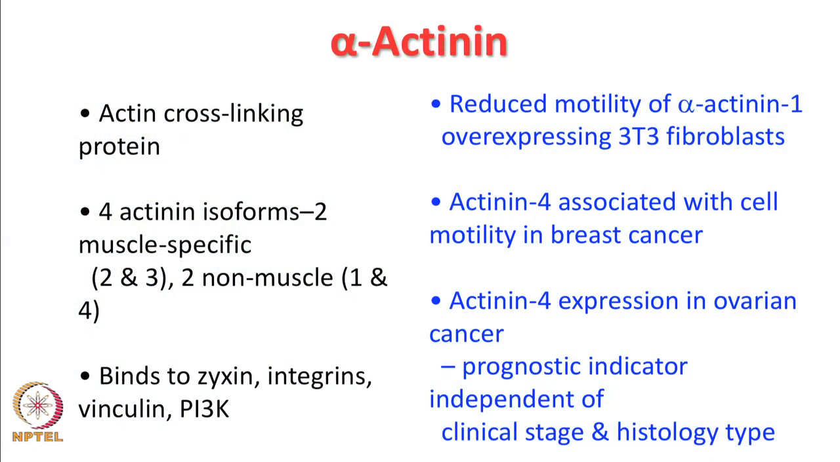Okay. What has also been recently shown is that actinin 4 expression in ovarian cancer can be used as a prognostic indicator independent of clinical stage and histology type. So, these results suggest that alpha actinin, which is an actin cross linking protein, is a critical regulator of motility or invasion.